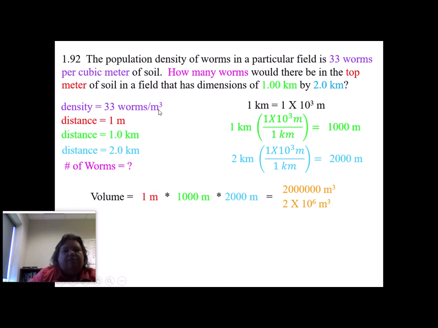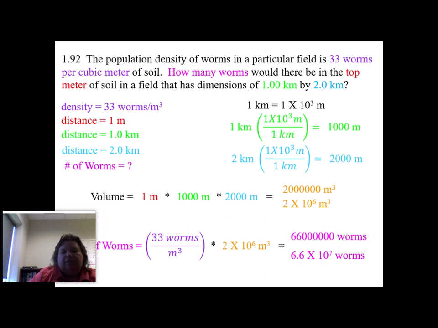Now I'm ready to find out how many worms there are. Now I have my meters cubed, and I want to cancel that. So I'm going to start out with my 33 worms per meter cubed. Now, do I want to multiply or divide by this value to get the number of worms? I want to multiply because I want to cancel out. This time I'm canceling out the denominator, and so I multiply by 2 times 10 to the 6th, and I get 66 million, or 6.6 times 10 to the 7th worms. And again, these two values are equivalent.